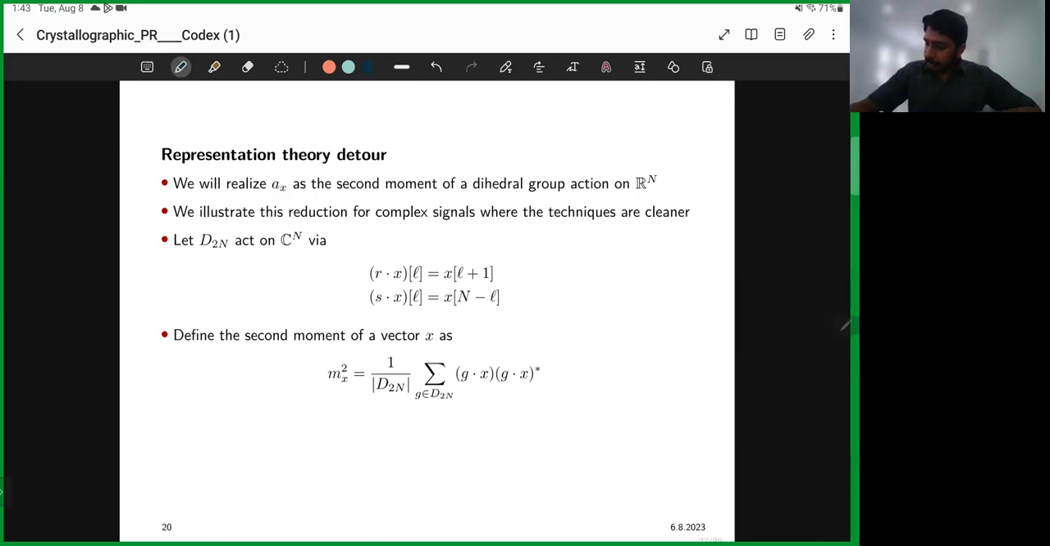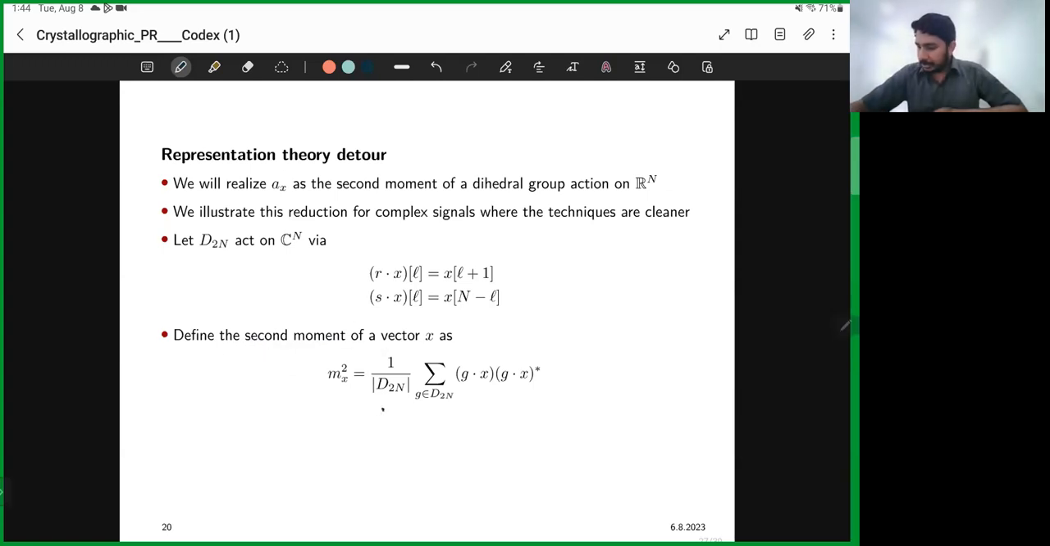So I'm going to let D_2N act on C^n for the moment via the following relations. Rotation means a cyclic shift: I have a vector, it just gets shifted down, and the last coordinate goes back to the top. The reflection reflects the vector across: the 1 and the n-1 entries get reflected, 2 and n-2 get reflected, and so on. 0 retains a special spot, because 0 goes to n minus 0, which is still 0. So 0 stays the same, and everything else gets reflected about the center. That's the action. I'm going to define the so-called second moment as this sum.